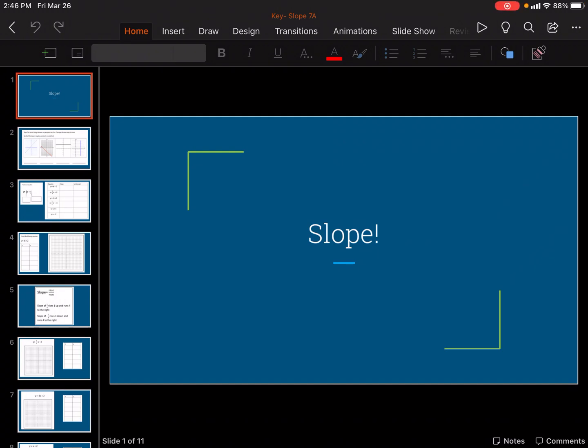Hey guys, in this video we're going to be talking about slope. So in the past we've talked about the K value, your unit rate, and how much it's going up by proportionally. That is slope, okay? We are now going to use the official word slope.